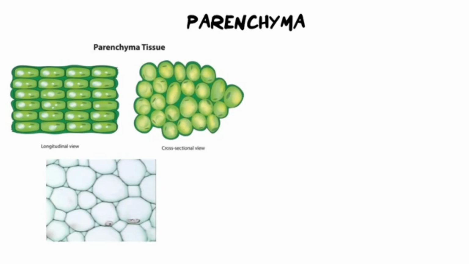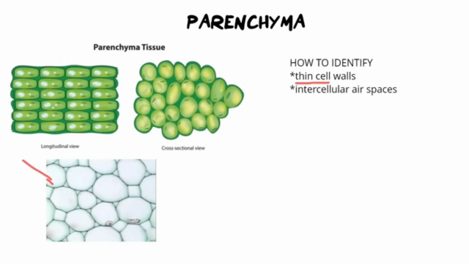Now, starting off with parenchyma. Looking at parenchyma, we need to be able to see it in a diagram and in a micrograph. And we need to look for two things when we identify it. The first thing is it must have a thin cell wall, which we can actually see very clearly in the micrograph over here. It's a very thin cell wall. And also we're looking for intercellular air spaces, which again, you can actually see in the micrograph really clearly. It's these little spaces in between. And if I color them in, there's an intercellular air space, there's another, and there's another.